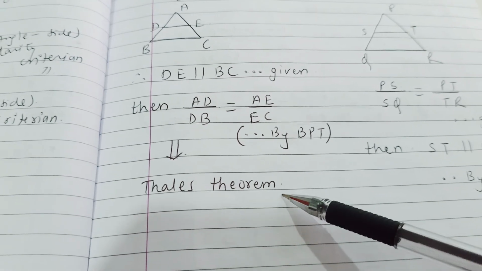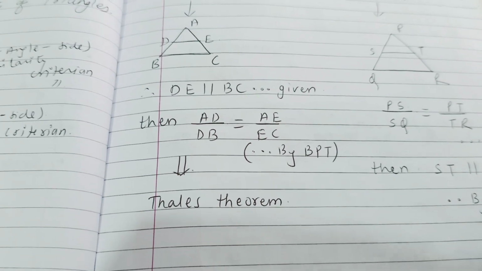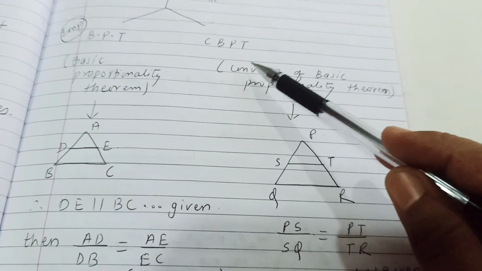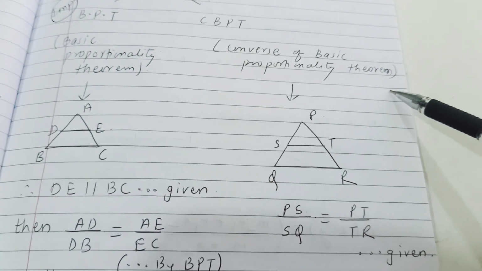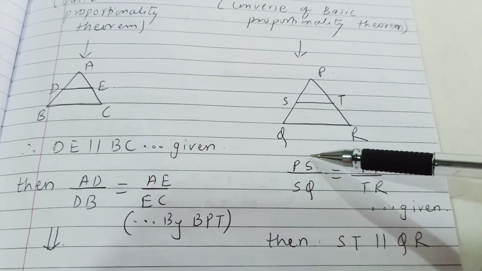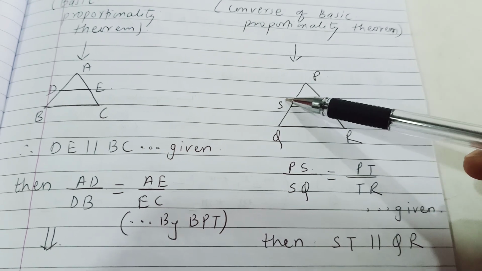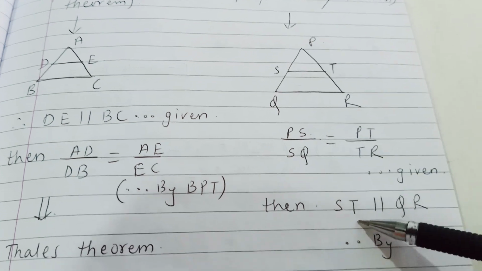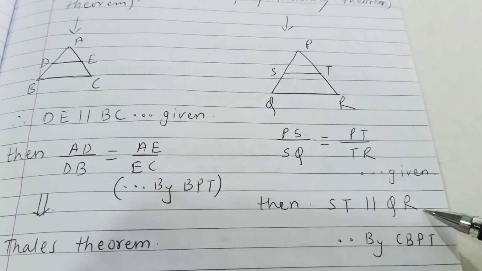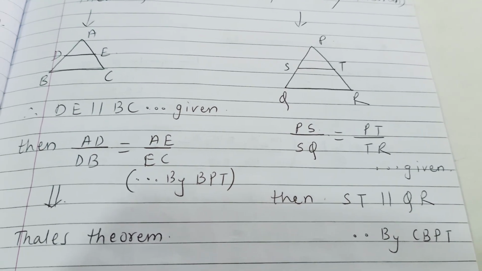So by BPT, and this is also known as Thales theorem. And there is one more, that is CBPT, meaning converse of basic proportionality theorem. In this you are given PS upon SQ equal to PT upon TR, and now you have to prove that ST is parallel to QR by CBPT. Okay.